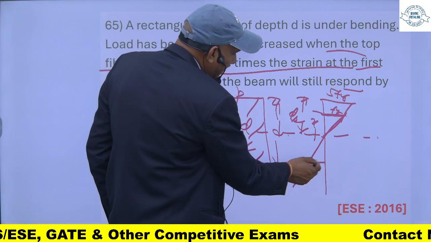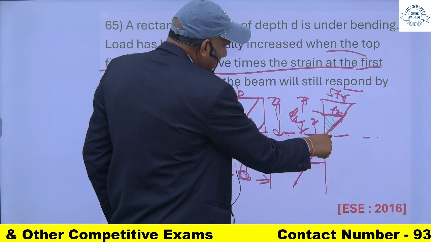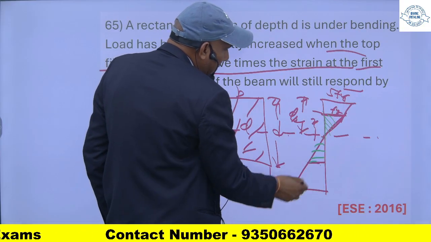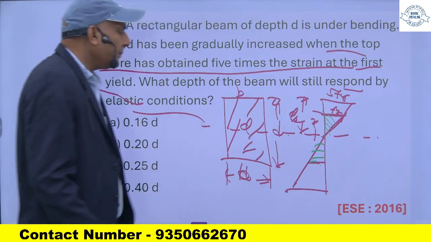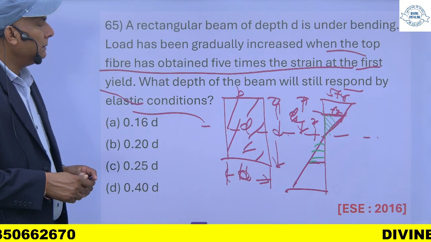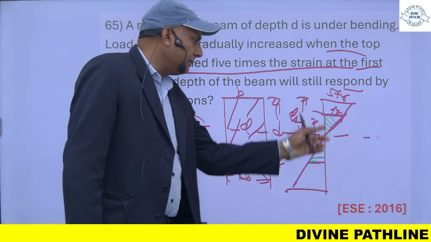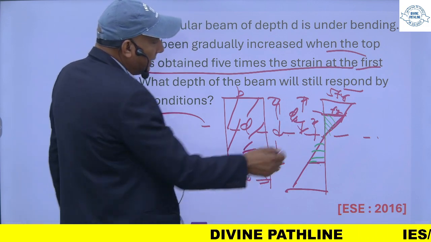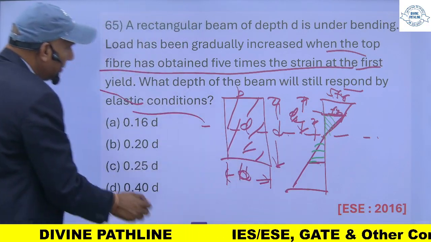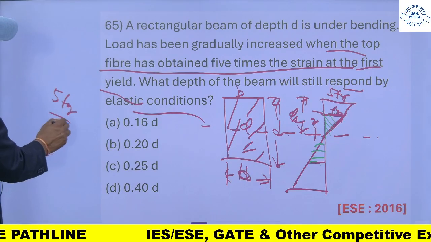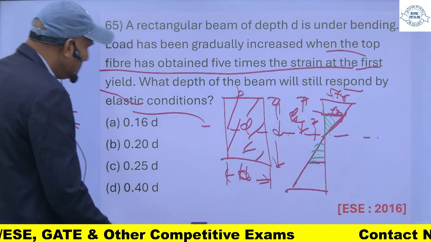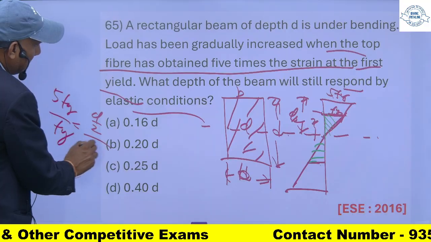So this much depth will be d into this. So this is the portion that will still be under elastic conditions, this much depth. It means I have to find the x first. So this will be 5 Fy upon this side, so it will be 5 Fy upon Fy is equal to, this is d by 2 upon x.